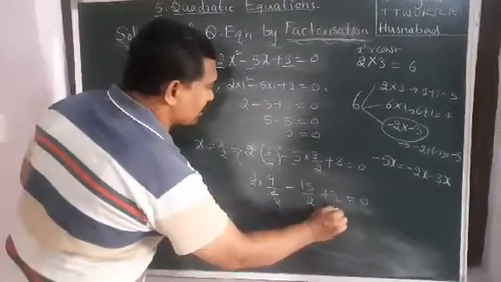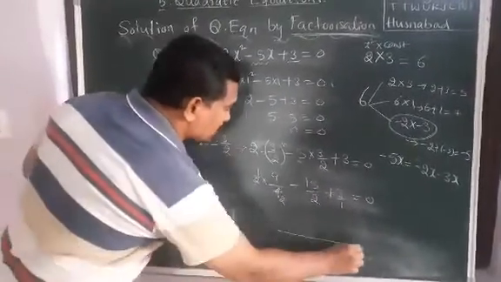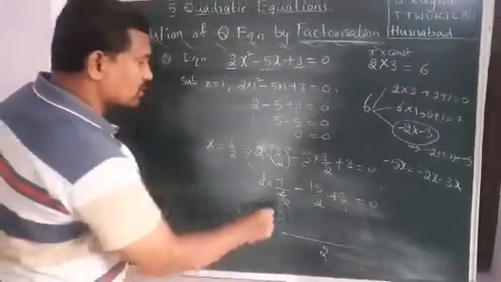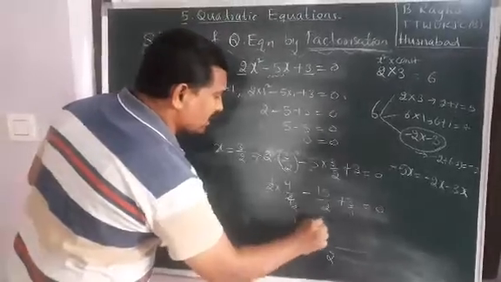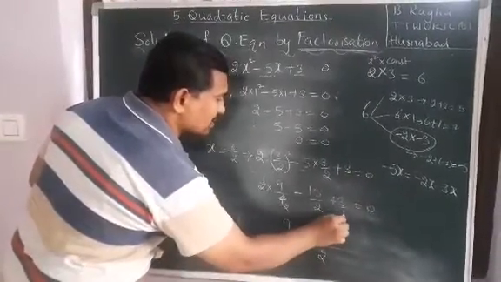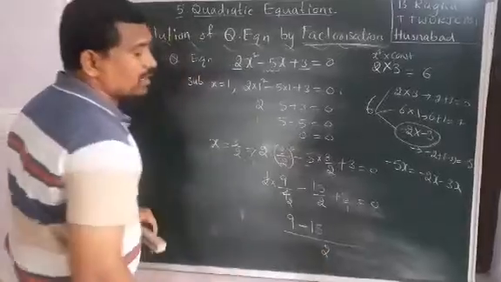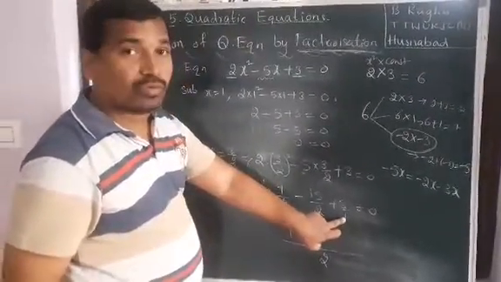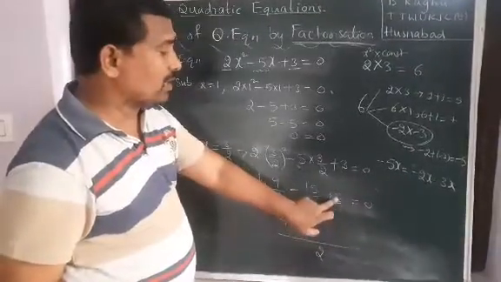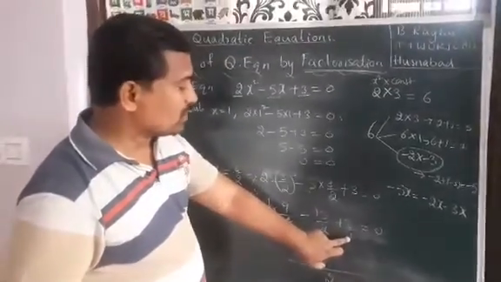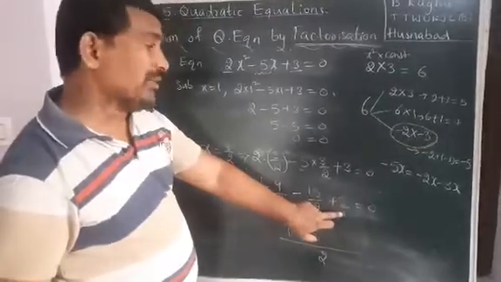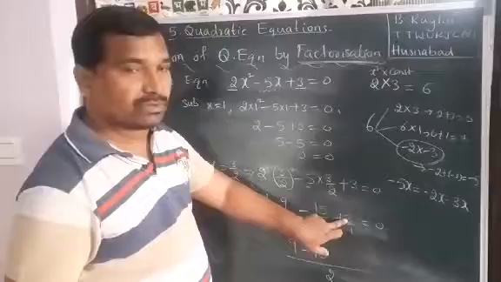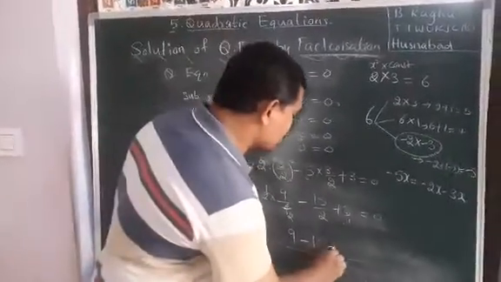3 is nothing but 3 by 1. Taking LCM of 2, 2, 1, that is LCM 2. So the numerator is 9 minus 15. Here the LCM is 2, but here the denominator is 1, so here also you have to get 2. That means you have to multiply numerator and denominator with 2. 2 ones are 2. 2 threes are 6.